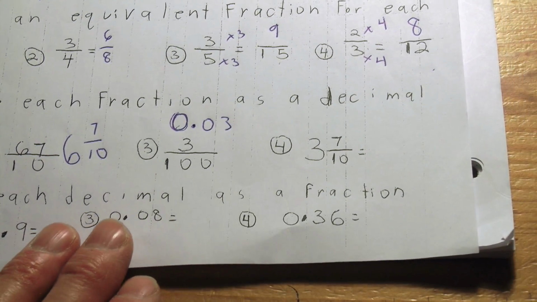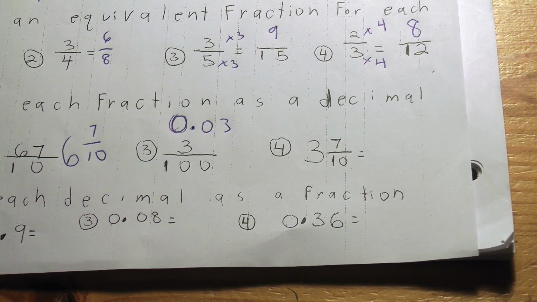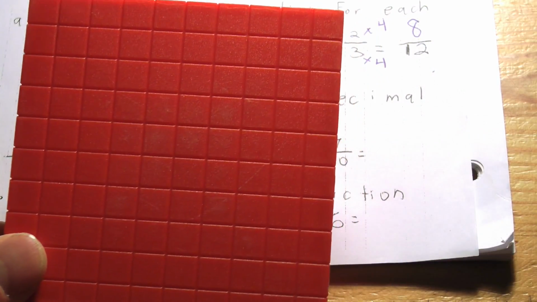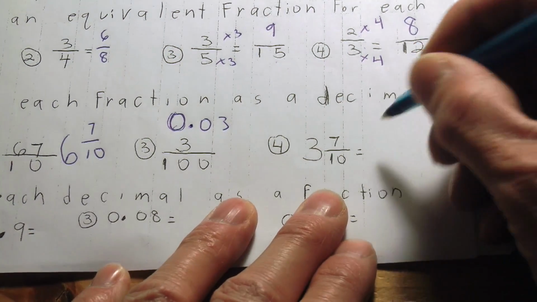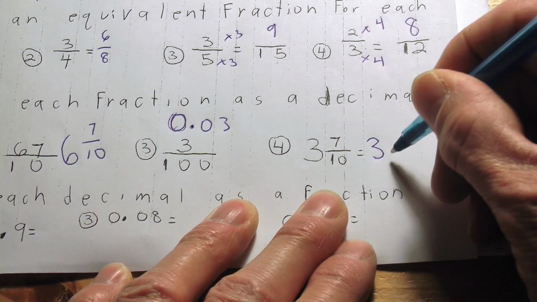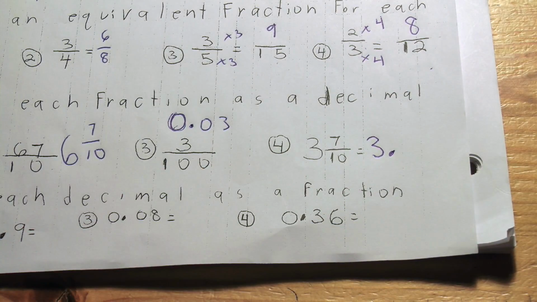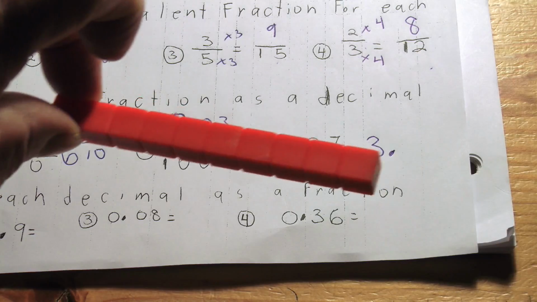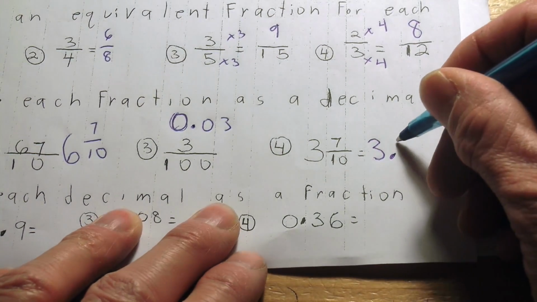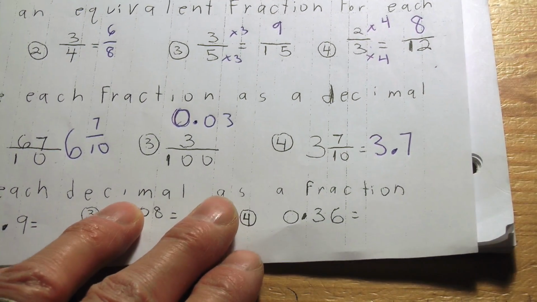3 7/10. 3 7/10 means we have 3 of these flats. And remember that the decimal separates our flats from our rods. 7/10 means we have 7 rods. 3.7.